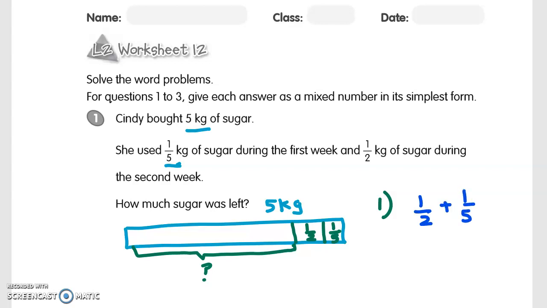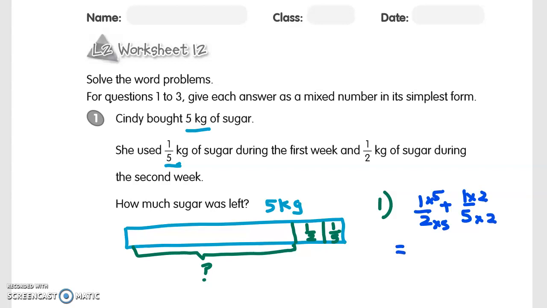So we notice that the denominators are different. They are not like fractions. We got to make like fractions. The common multiple for 2 and 5 is 10. So we have to make it to 10. 2 times 5 you will get 10. And here you multiply it by 2.